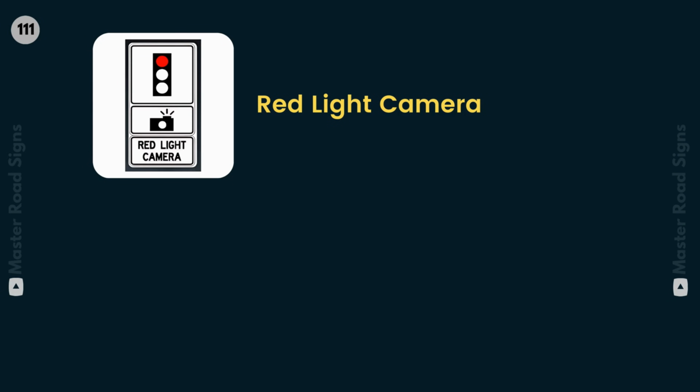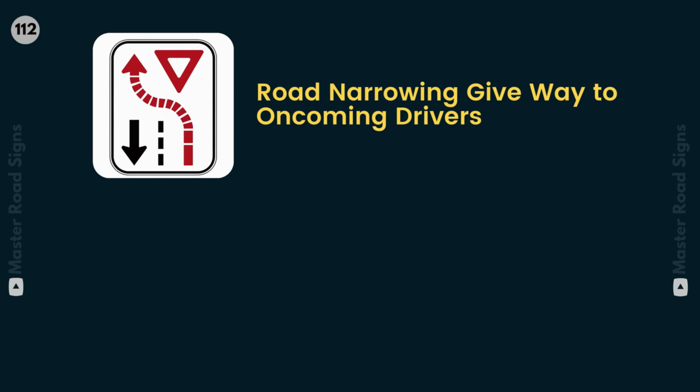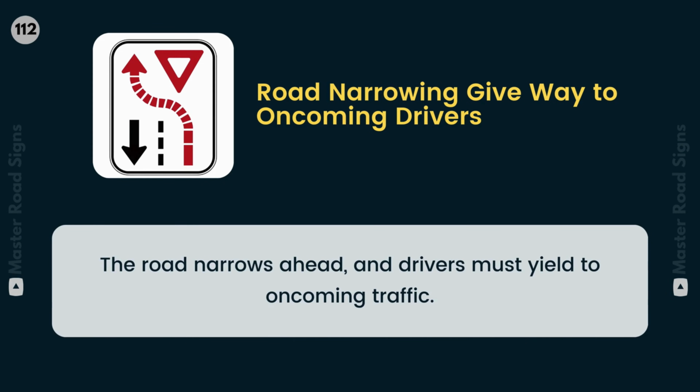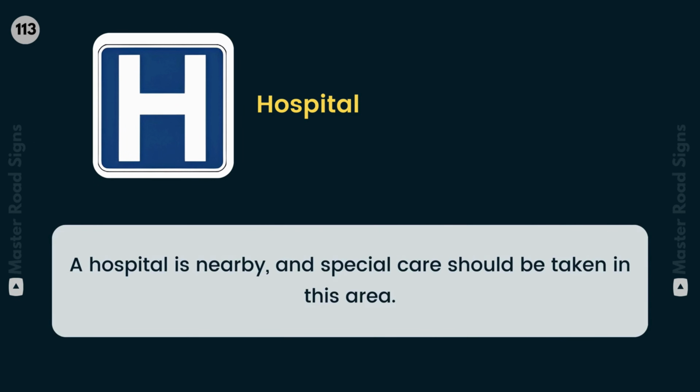Red light camera sign. A camera is monitoring red light violations at this intersection. Road narrowing. Give way to oncoming drivers. The road narrows ahead, and drivers must yield to oncoming traffic. Hospital sign. A hospital is nearby, and special care should be taken in this area.